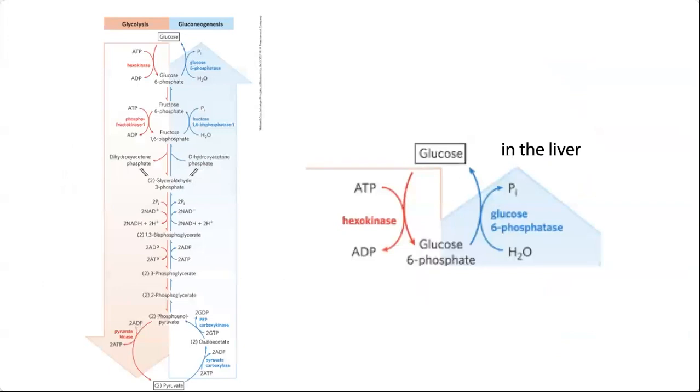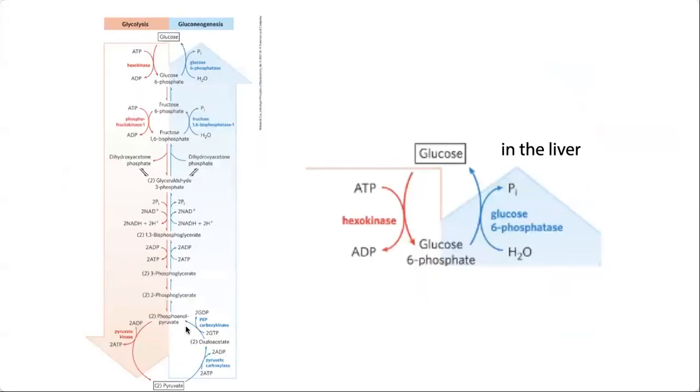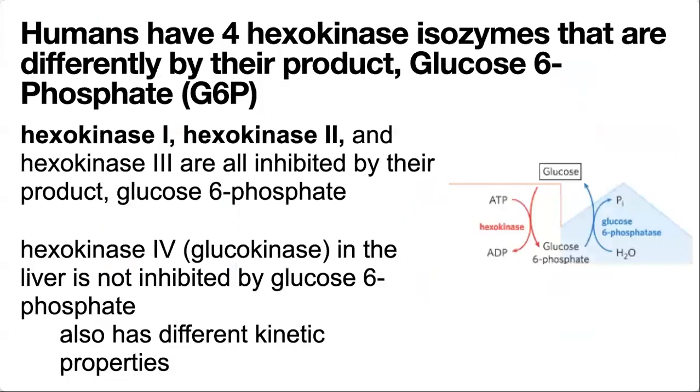And then once they're in the cells, that's where we decide, okay, do we want to trap this glucose inside the cells so that we can use it for things? That trapping is done by this hexokinase. So we actually have 4 different versions, or what we call isozymes, of this enzyme. Having these different versions is helpful because we can regulate them differently and they can have different activities.